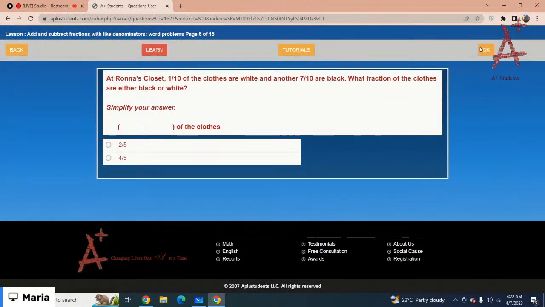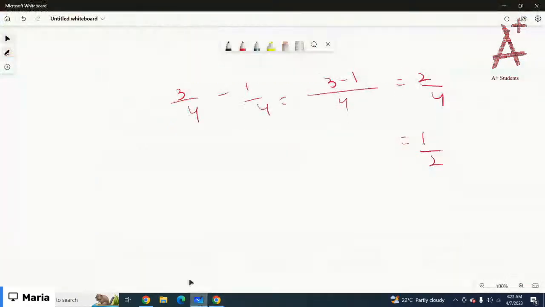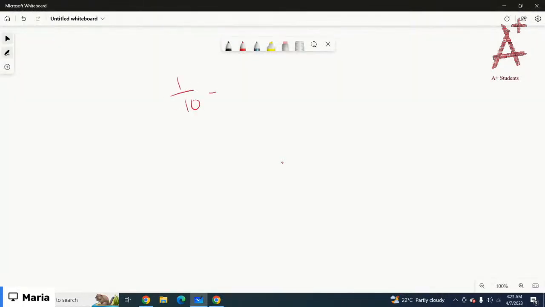Okay, the next one is at Rona's closet, 1/10 of the clothes are white and another 7/10 are black. What fractions of the clothes are either black or white? So you have to add 1 by 10 and 7 over 10. 1 by 10 plus 7 over 10. So they have the like denominators, simply add their numerators. It would be 8 over 10.